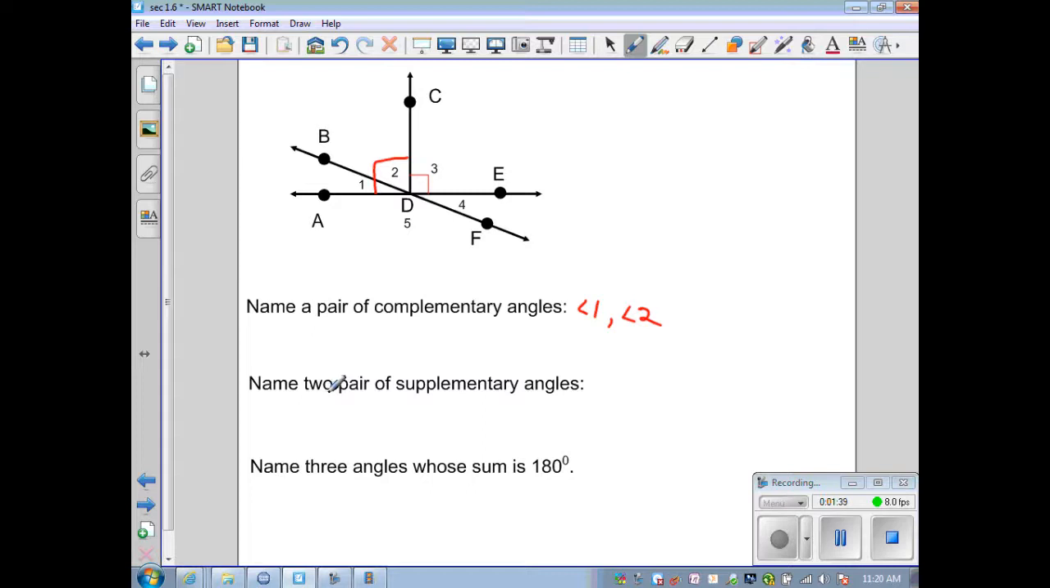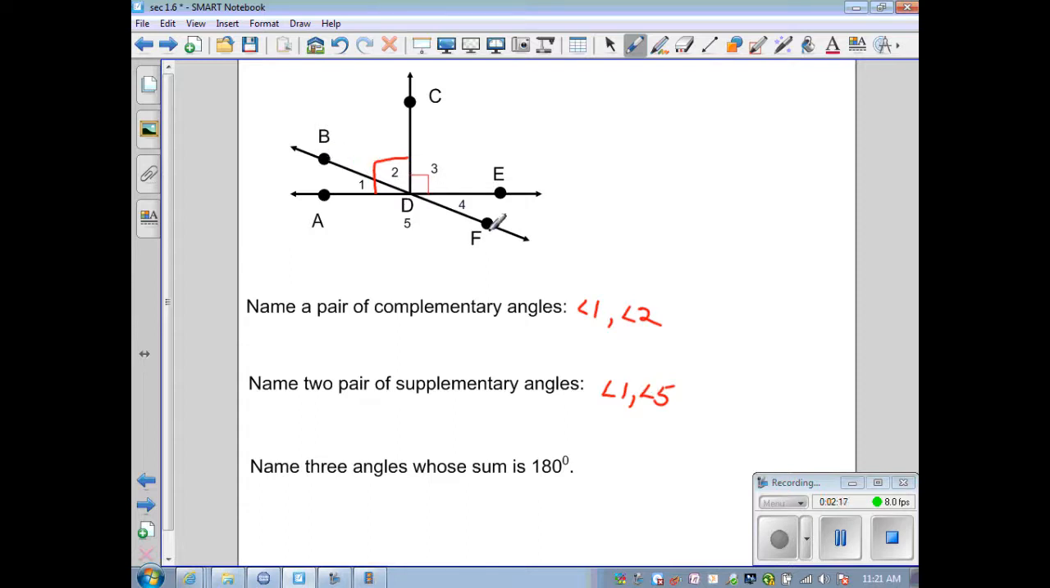Name two pair of supplementary angles. Here, the key is to look for a straight line. I'm going to choose angle BDF as my straight line. The two angles that form BDF are 1 and 5. Therefore, their sum is 180 degrees. They are supplementary.